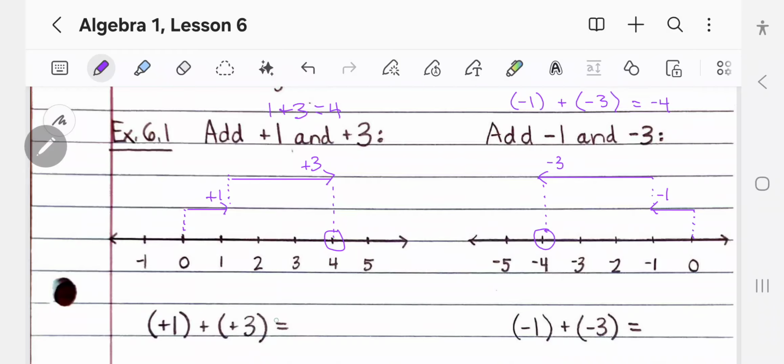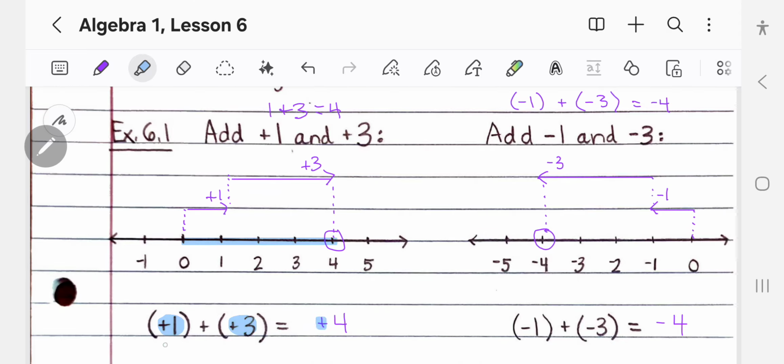Now, a +1 and a +3 equals a +4. A -1 and a -3 equals a -4. We need to generalize this. What do we notice about this? Well, if both of the numbers that you're adding, so here I'm adding 2 positives, that means when you start at 0, you're going in the right direction and then you're going in the right direction some more. You didn't ever go in the left direction, right? So since you're only traveling to the right of 0, you're going to end up on the right of 0, which means you're going to get a positive.